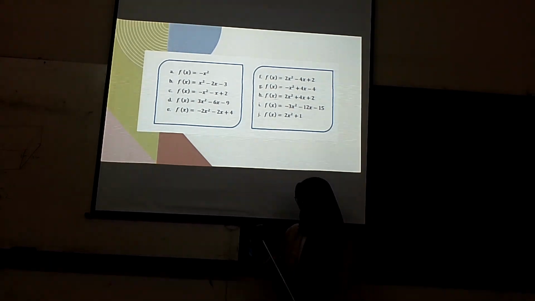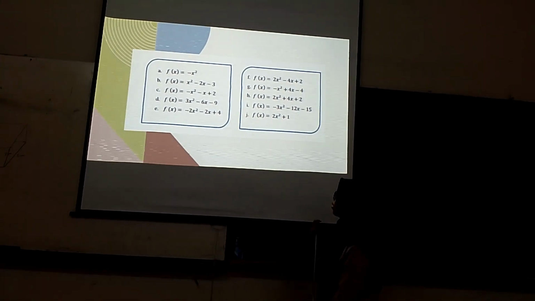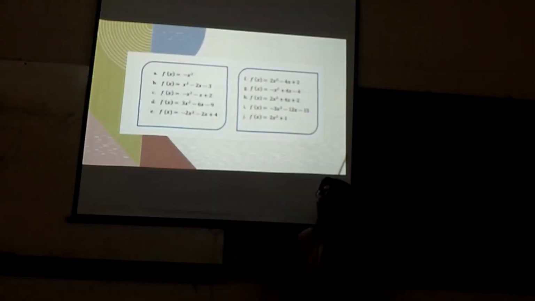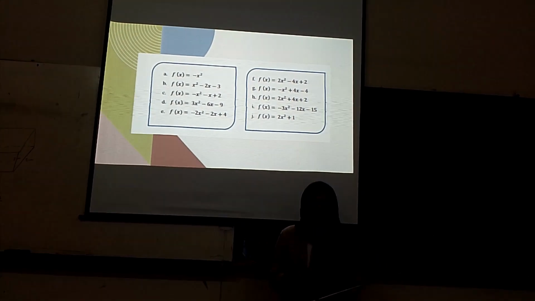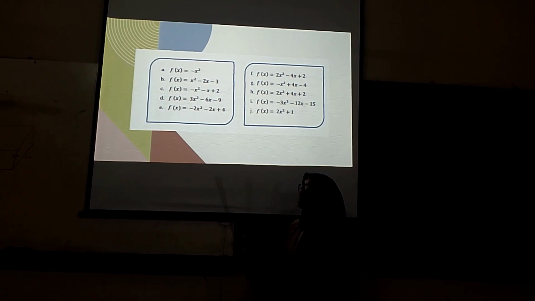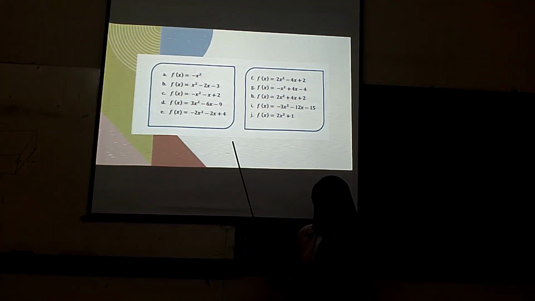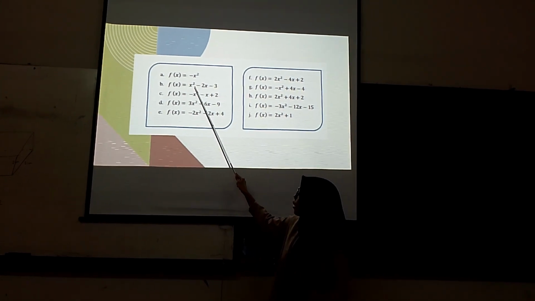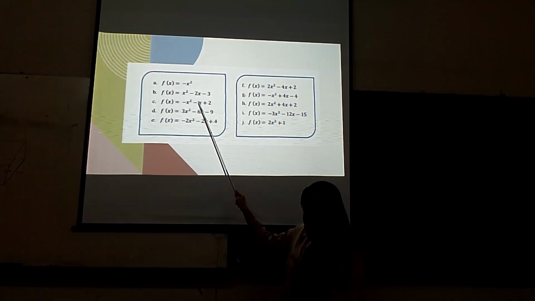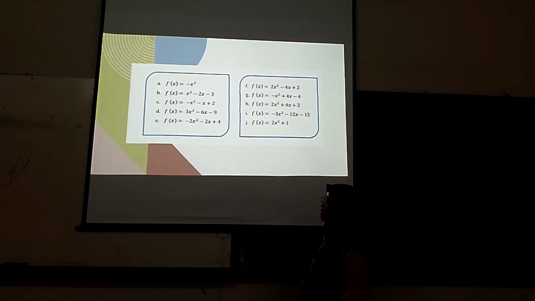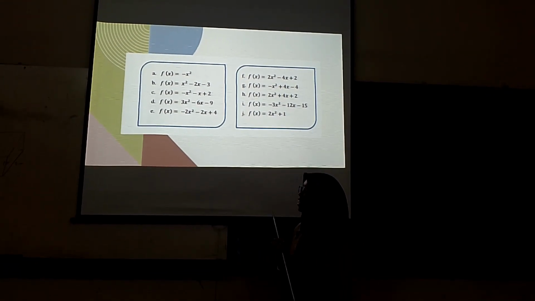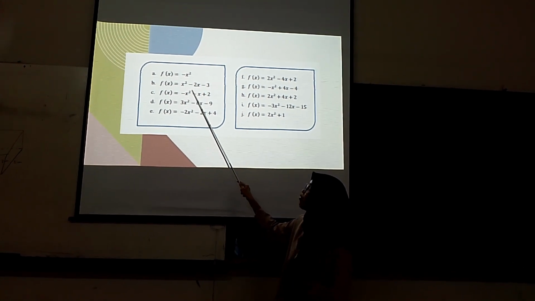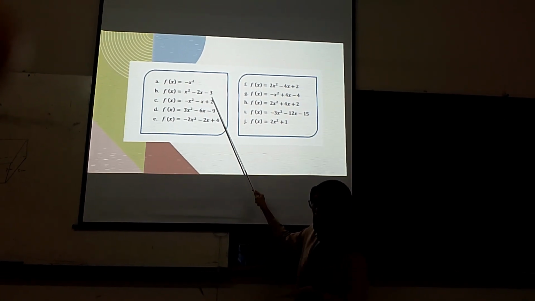You will open the student worksheet. In the student worksheet, several quadratic function equations have been provided. So, first, you will identify the value of a from the equation. For example, equation B, f(x) equals x squared minus 2x minus 3. So, we know that the value of a is 1, the value of b is negative 2, and the value of c is negative 3.